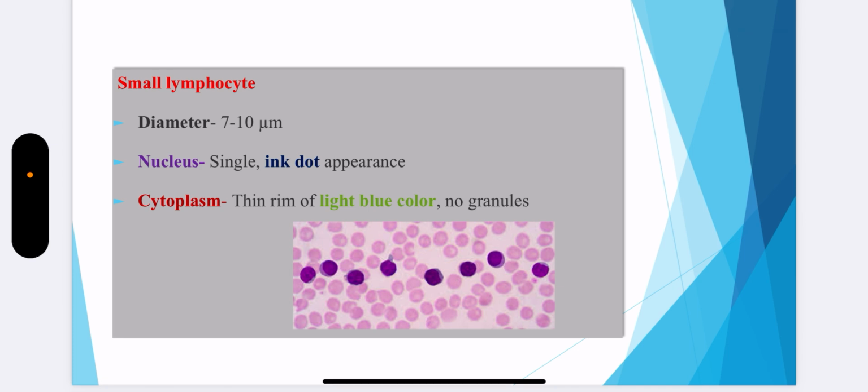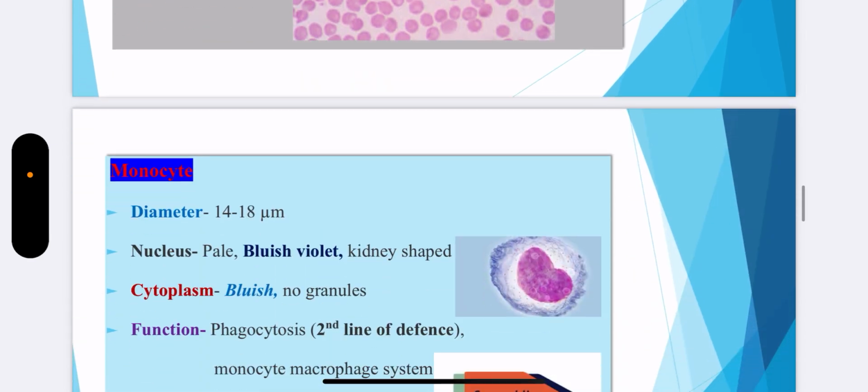Lymphocytes can be small lymphocytes also. The diameter is lesser, 7 to 10 microns. A single nucleus, with a typical ink dot appearance. The cytoplasm is a thin rim of light blue color, and they also lack granules.